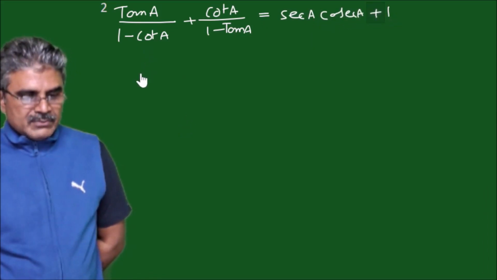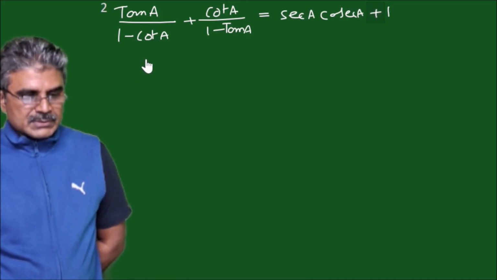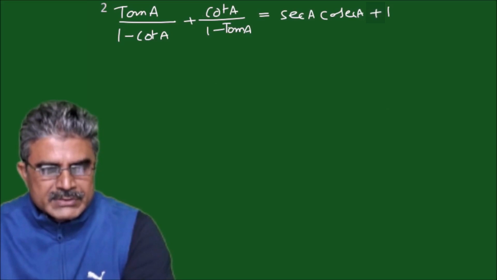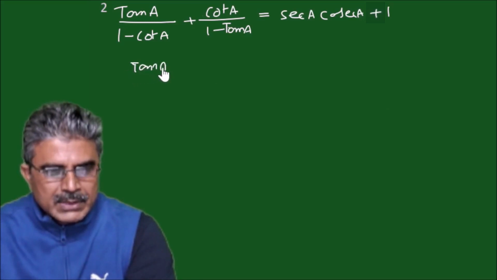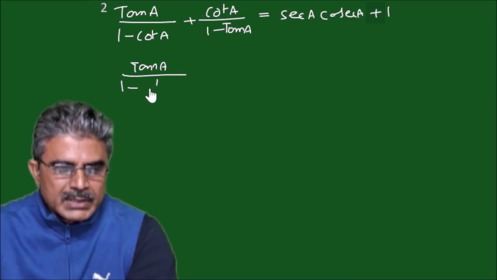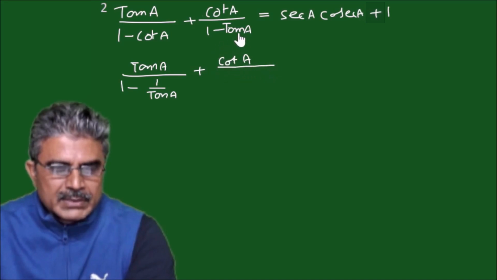This is also the same as the previous one. There we used sine and cos. So here these are reciprocal angles, so I want to convert all the things into tan. So here tan A divided by 1 minus cot A, I can write as 1 by tan A, plus let this cot A be as it is, divided by.